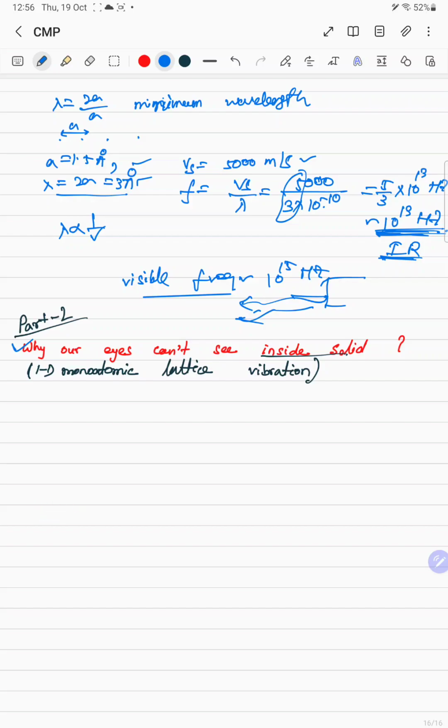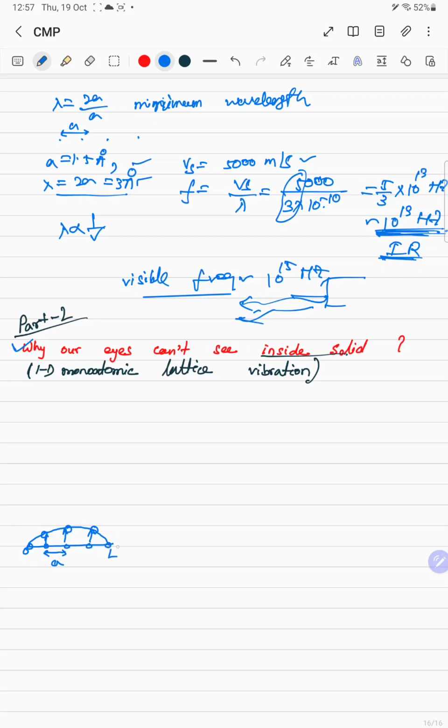So how may a wave oscillate? It may oscillate in different modes, like let's say it may oscillate like this, and this is the length of the crystal, that is L. These are the atoms. The interatomic separation is A. So when the wave oscillates, that means the atoms are oscillating like this.